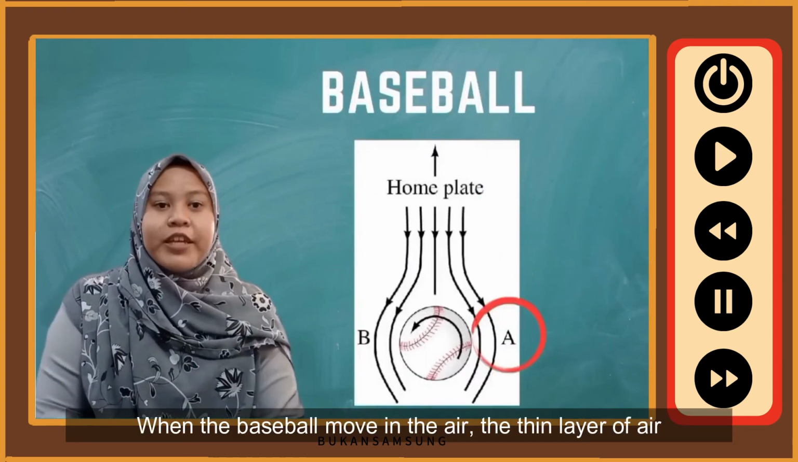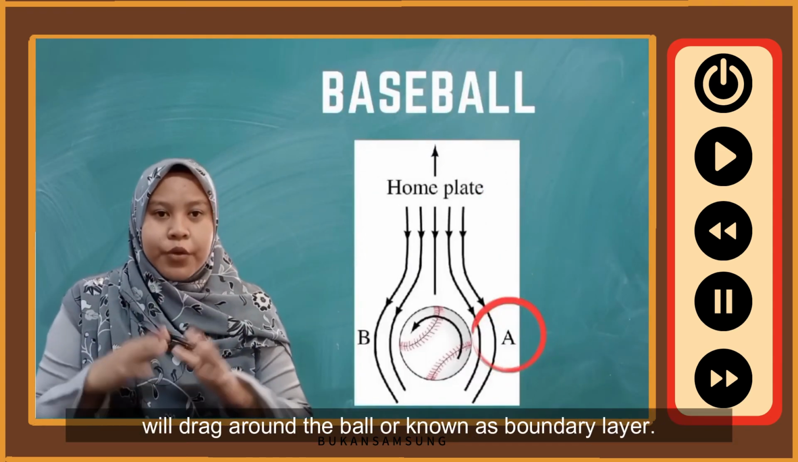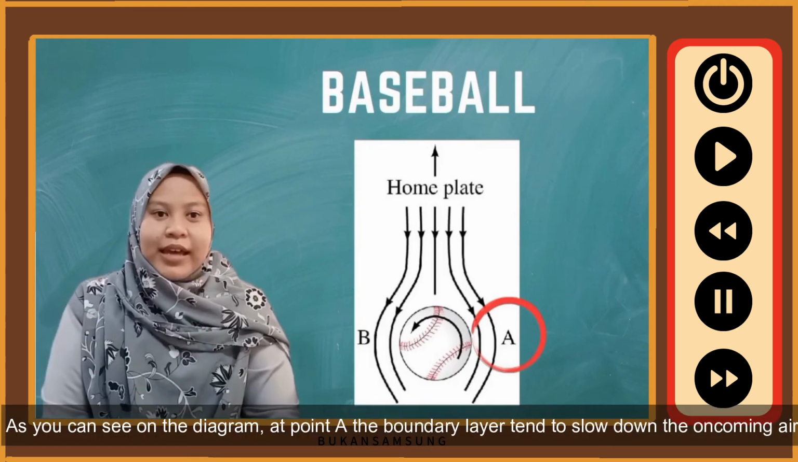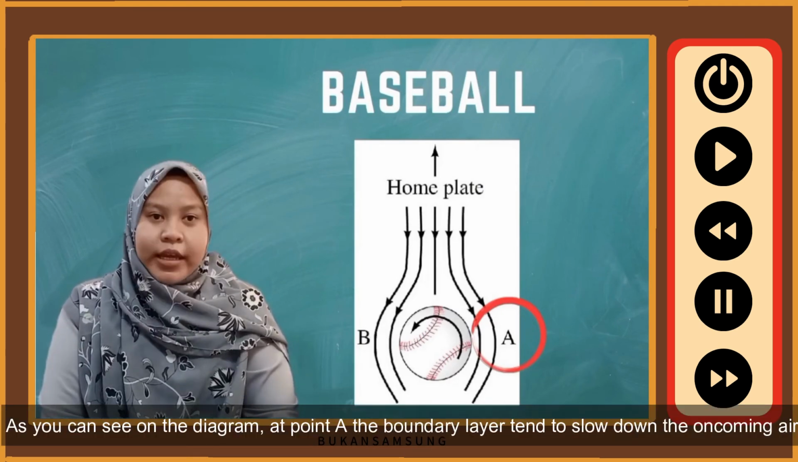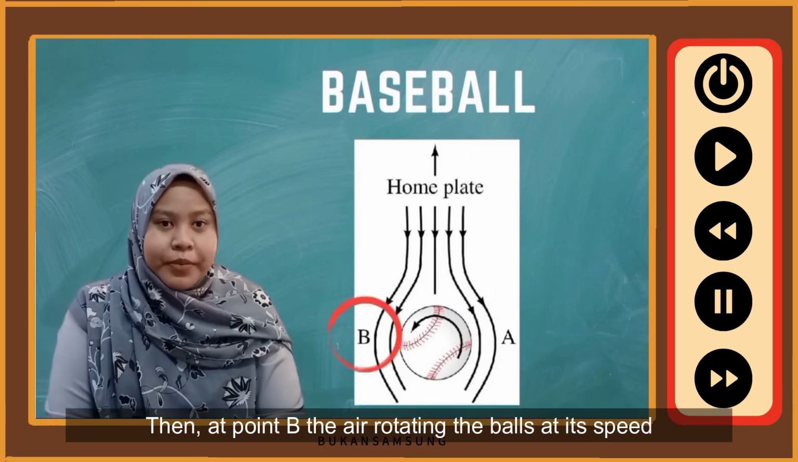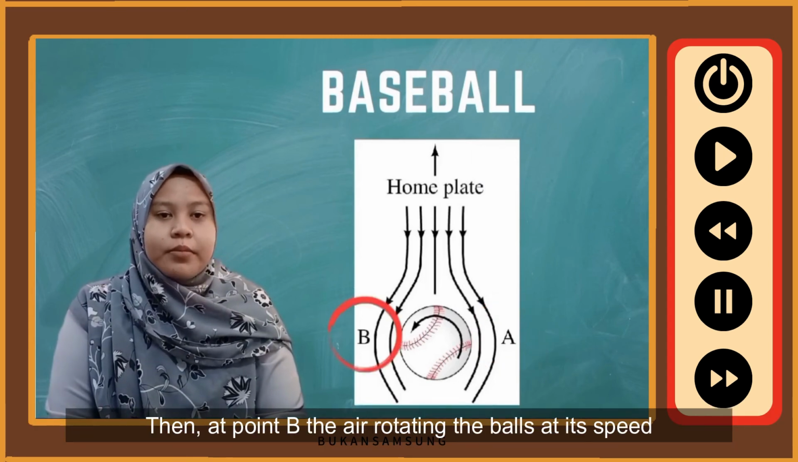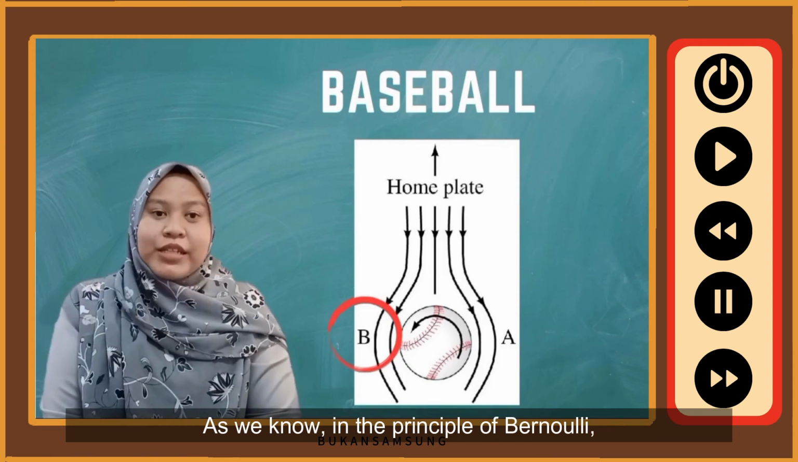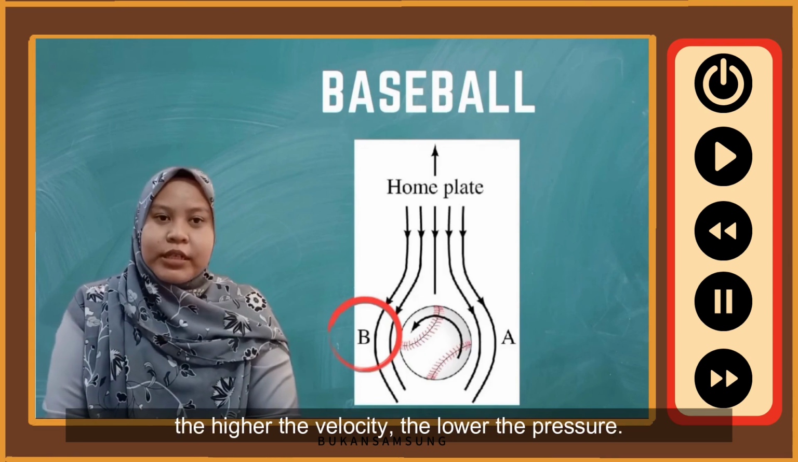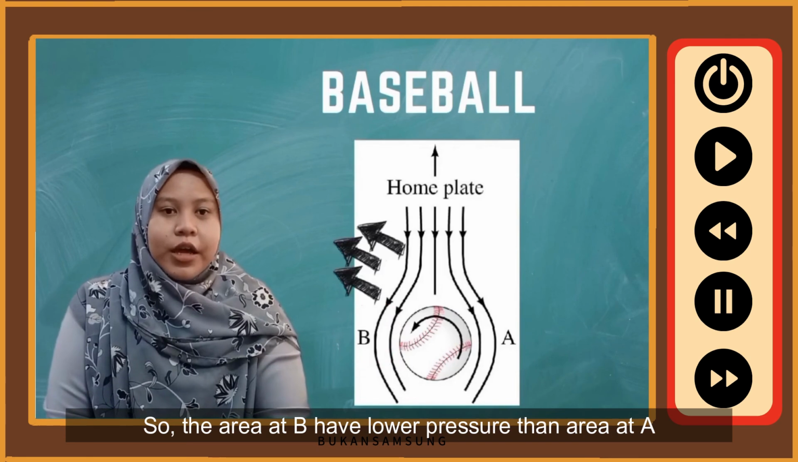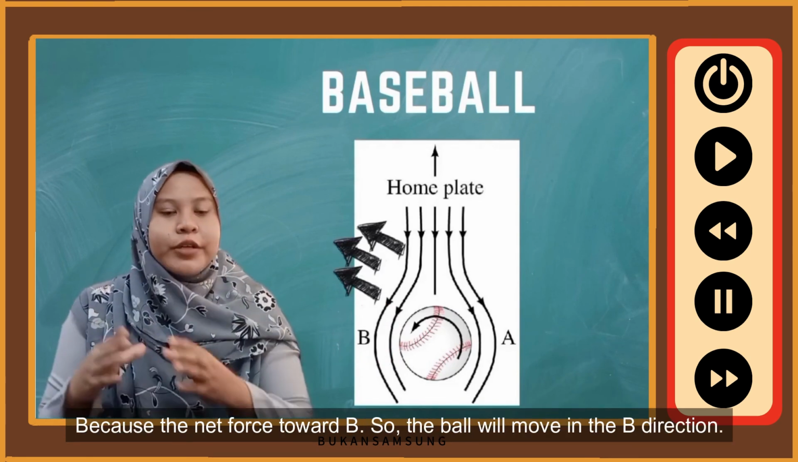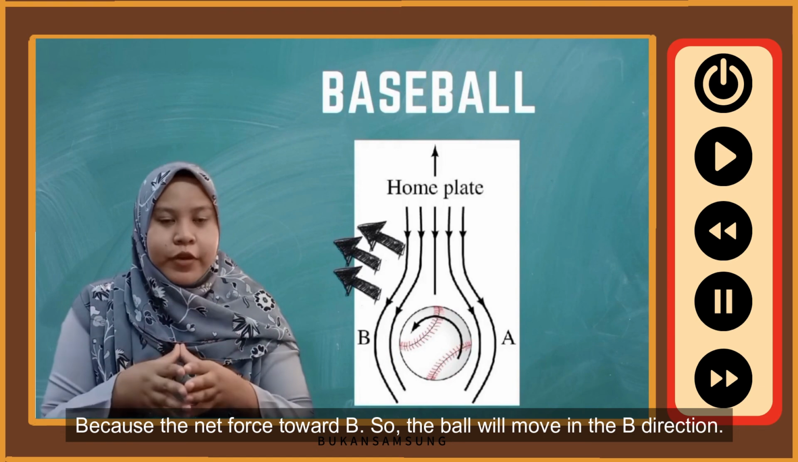When the baseball moves in the air, a thin layer of air will drag around the ball, known as the boundary layer. As you can see on the diagram, at point A, the boundary layer tends to slow down the oncoming air. Then at point B, the air is rotating with the ball at its speed. As we know, in Bernoulli's principle, the higher the velocity, the lower the pressure. So the area at B has lower pressure than the area at A, causing a net force toward B. So the ball will move in the B direction.